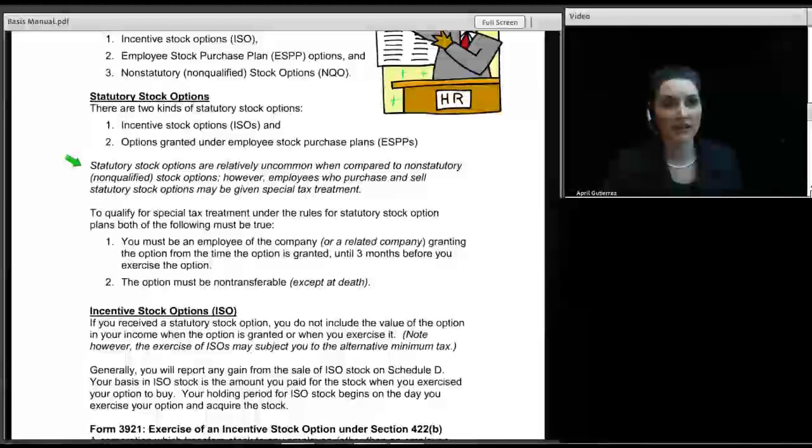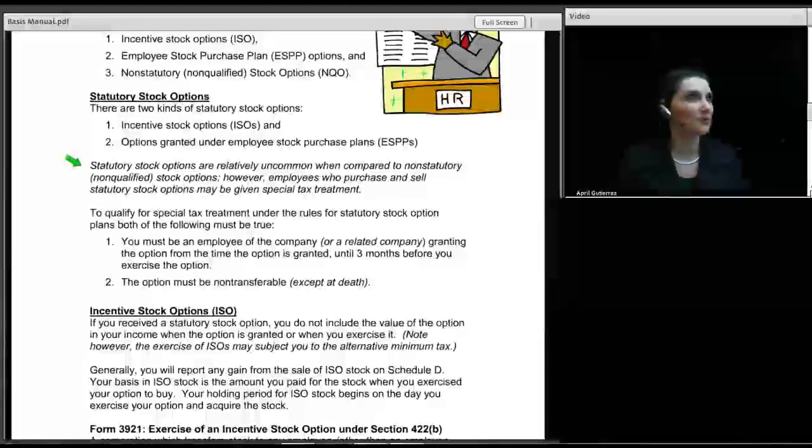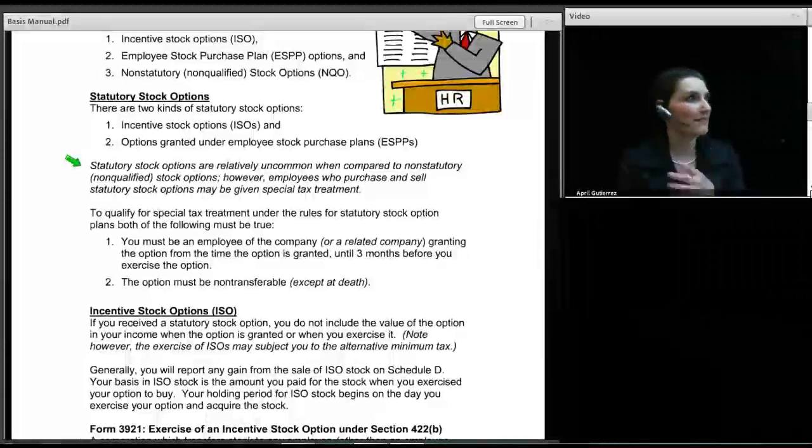When I have clients come in, how many of them have qualified stock options? I had one this year, and that was the first one I can remember in many years. They were really big in the 90s.